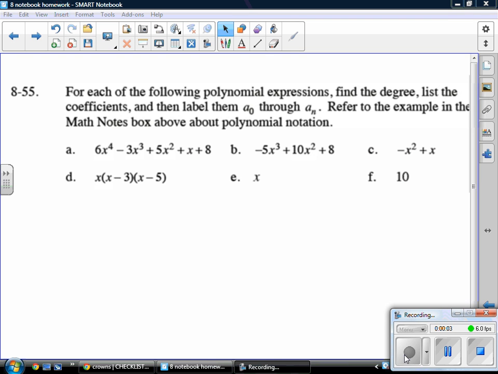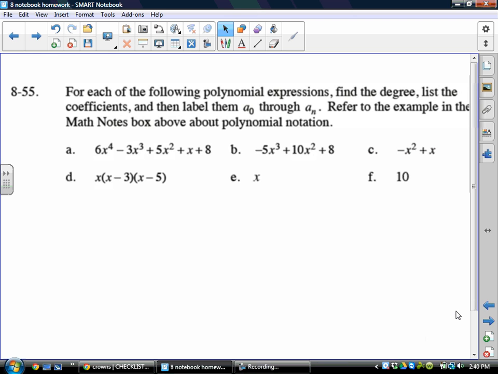Problem 8-55 from section 8.1.3. For each of the following polynomial expressions, find the degree, list the coefficients, and then label them a sub 0 through a sub n. Refer to the example in the math notes box on the page about polynomial notation. So what we're going to do here is label the degree, which we should be able to do by now for all of these.